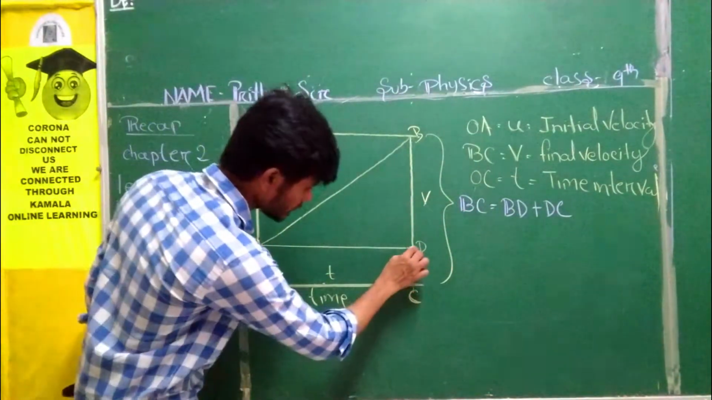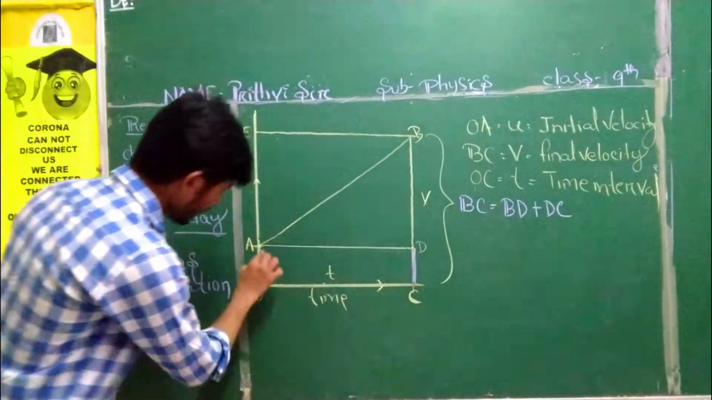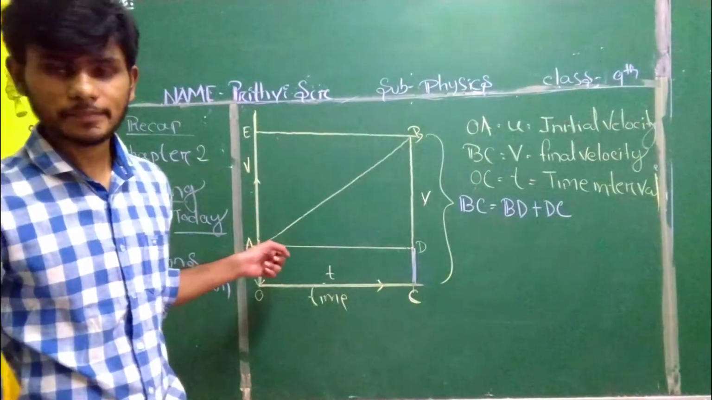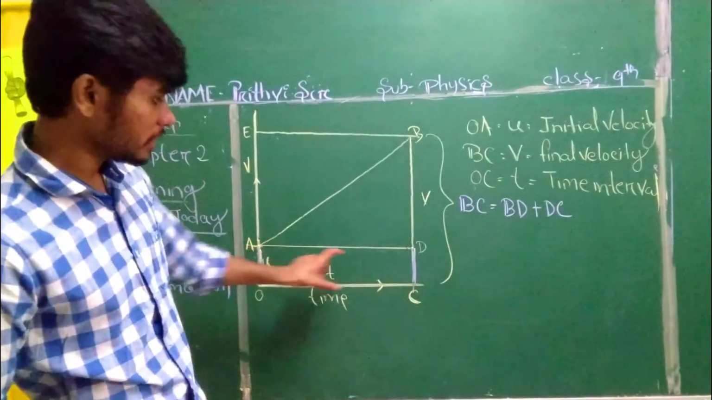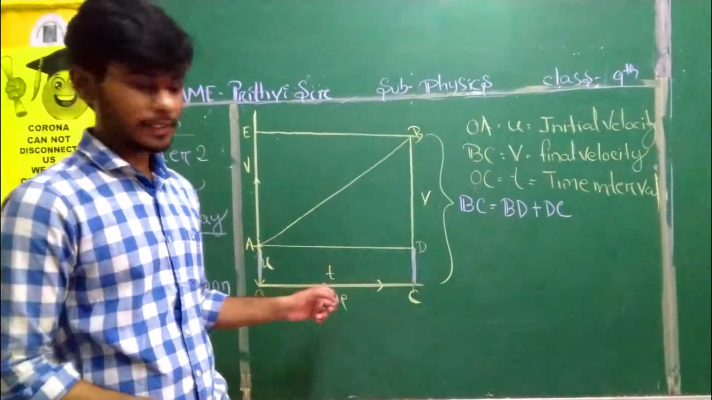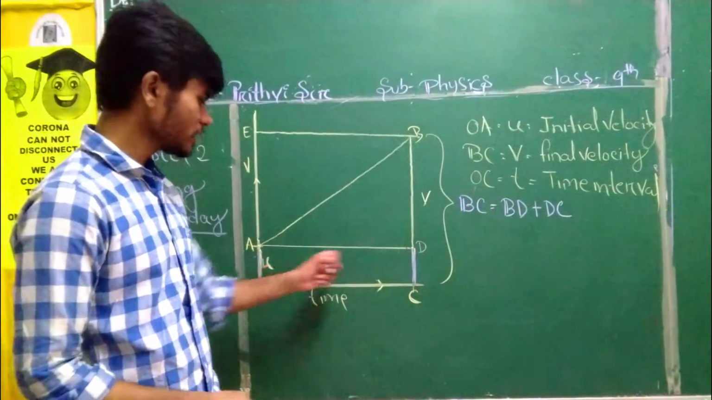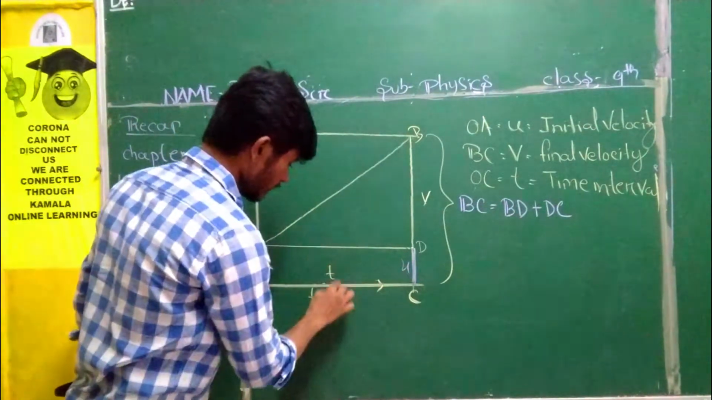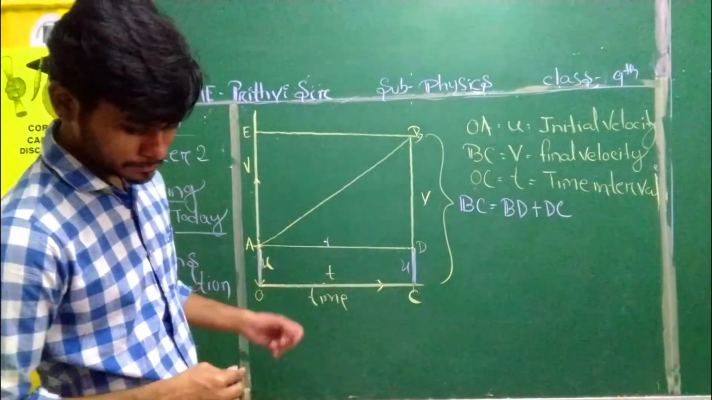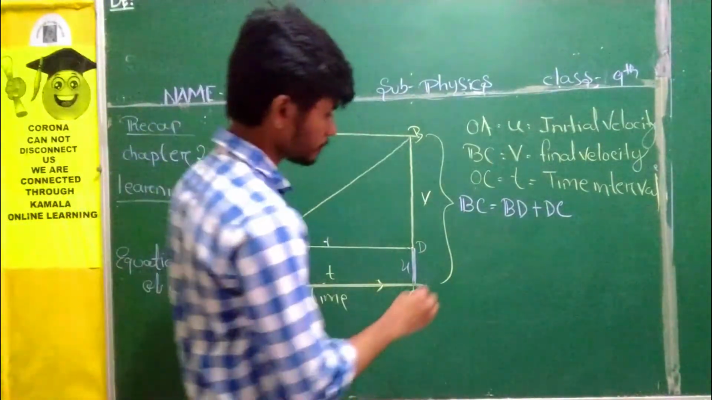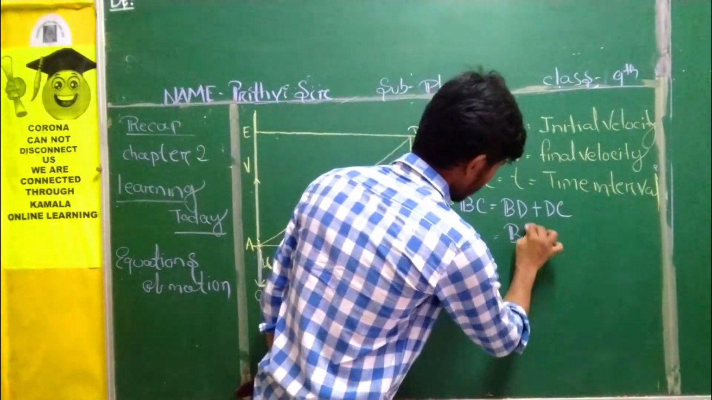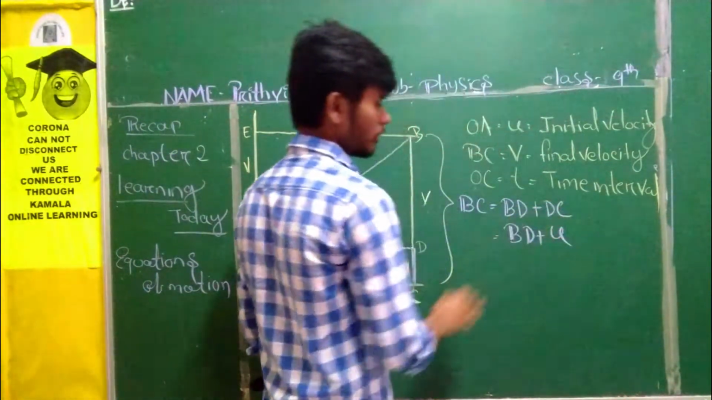Now, in the place of DC, can I write OA? Yes, I can write, because they both are the same. We have just drawn a normal, so it is a rectangle. These two sides are the same. If it is U, this will be U. If it is T, this will be T. Now I put the value. BC is equal to BD plus U, meaning the value of CD is U.